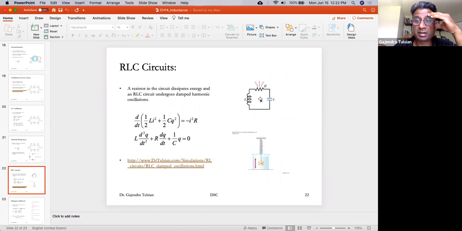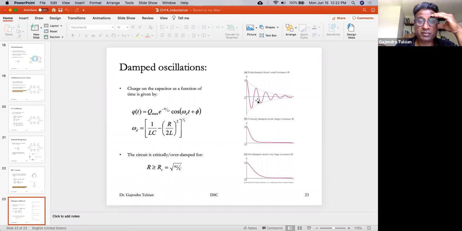This circuit oscillates at a slightly different frequency. This was the frequency, this would have been the frequency if resistance was not present. With the resistance present, the frequency of oscillation is slightly lower. And the larger the value of resistance, the lower the frequency.